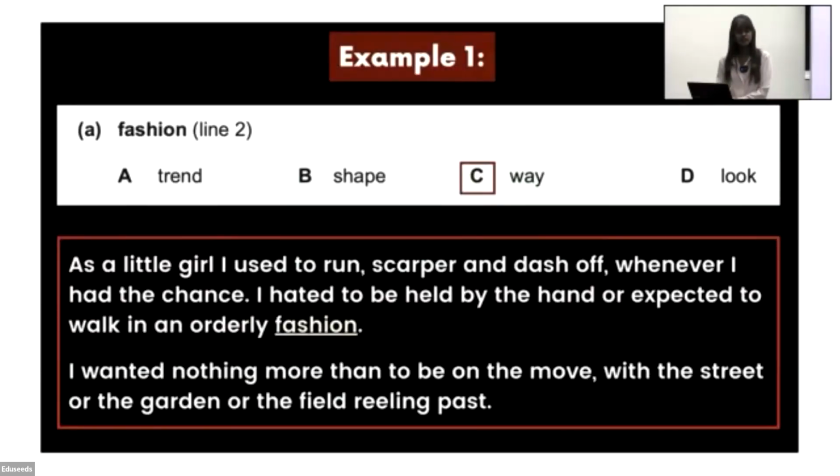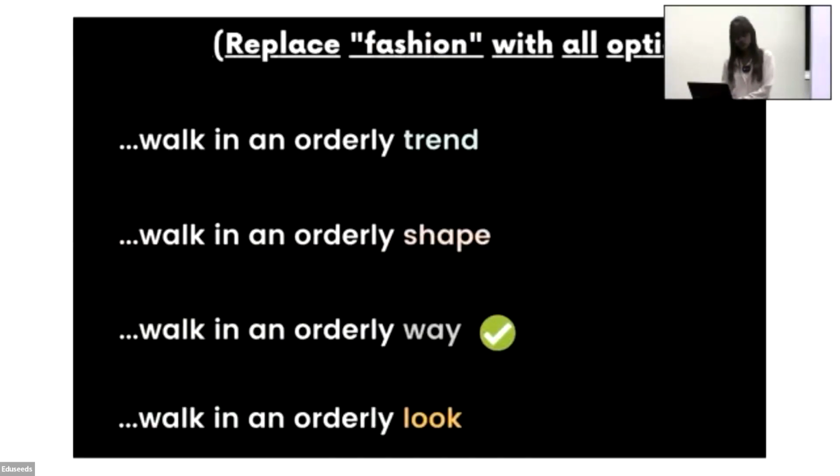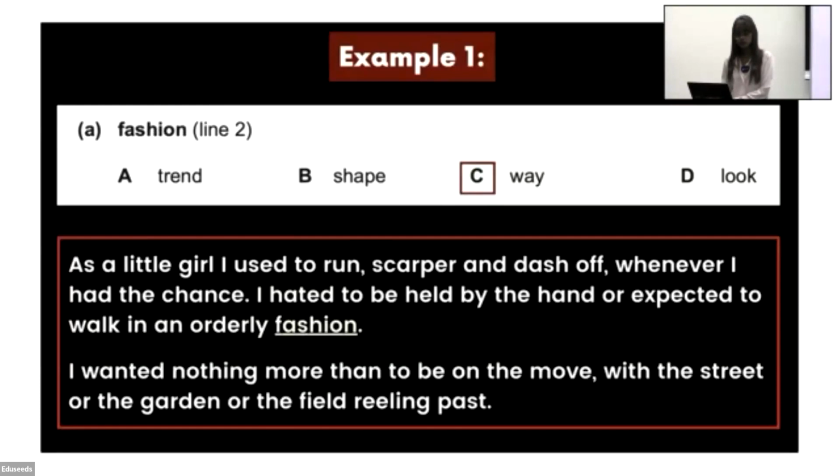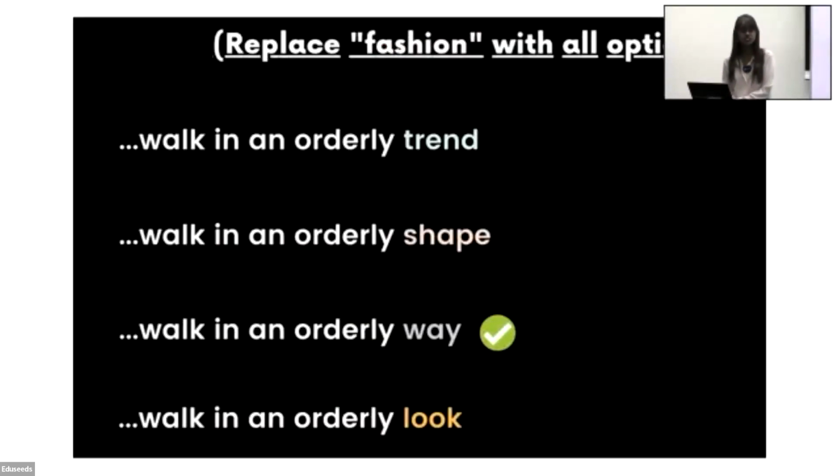When you put it in, it makes sense. So you already know that this one is right. Option D, walk in an orderly look, doesn't make sense also. So the closest answer here is option C. This is how you answer. You have to put in all the options and see which one suits the sentence perfectly. So make sure you read the question carefully.